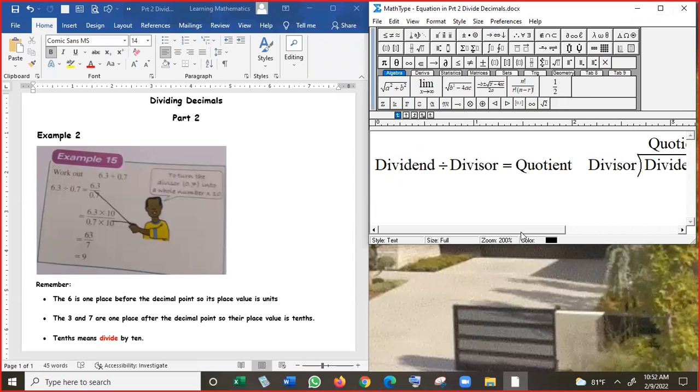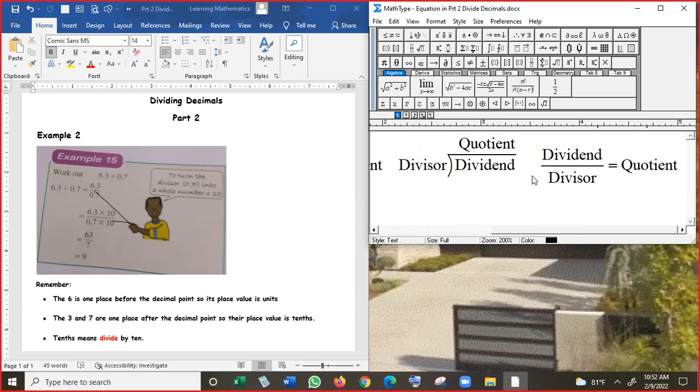Right, so therefore this is the situation we have: 6.3 divided by 0.7. Because your divisor is a decimal, it would be wise to convert your decimal to a whole number. But in order to do so, for the whole division process not to be compromised, you represent it as a fraction, dividend on top, divisor below, and you multiply both the numerator and the denominator by 10, because to change 0.7 to a whole number, because it's 7 tenths, you multiply by 10. So are we ready to do that?